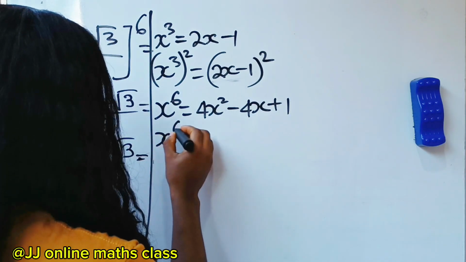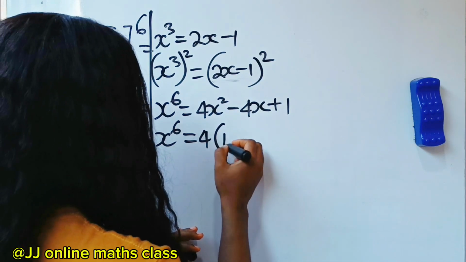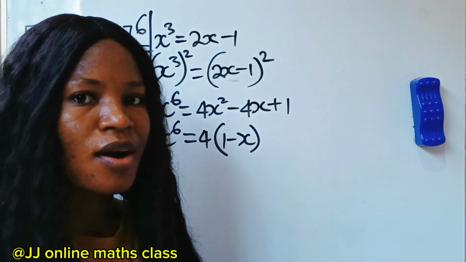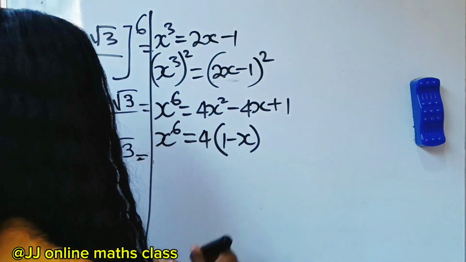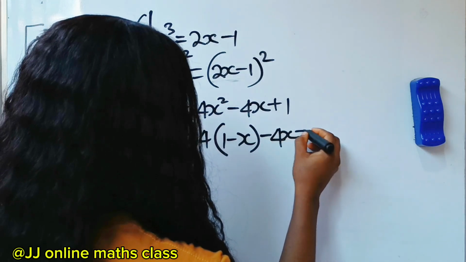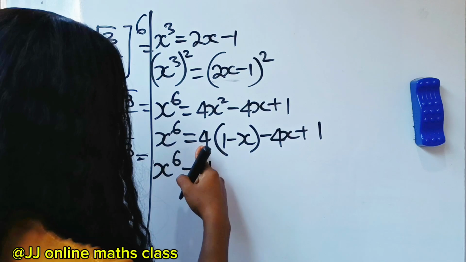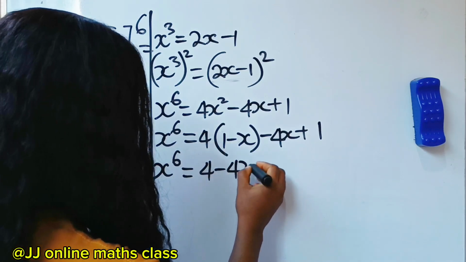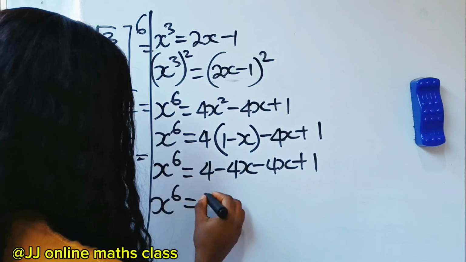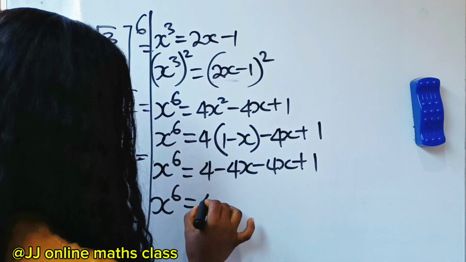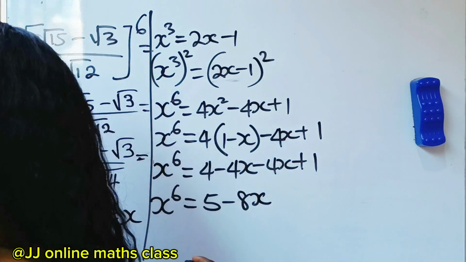Now we have that x to the power of 6 is equal to 4 brackets. So anywhere we see x squared, we put 1 minus x. Yes, that is our x squared, right? I hope I'm correct because I've actually erased it. Okay, now minus 4x plus 1. Now x to the power of 6 is equal to 4 times 1 will give us 4. 4 times minus x will give us minus 4x plus 1. So we have x to the power of 6 is 4 plus 1, which will give us 5, minus 4x minus 4x, which will give us minus 8x.